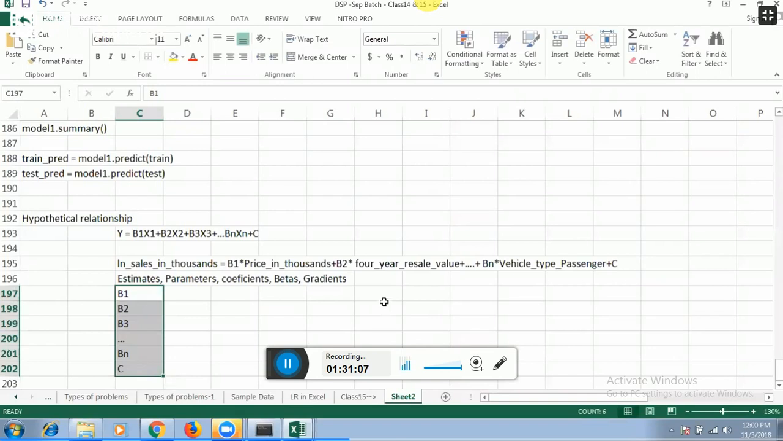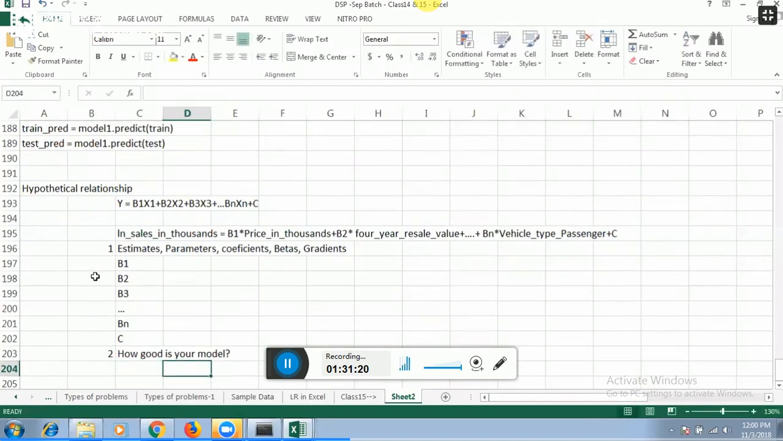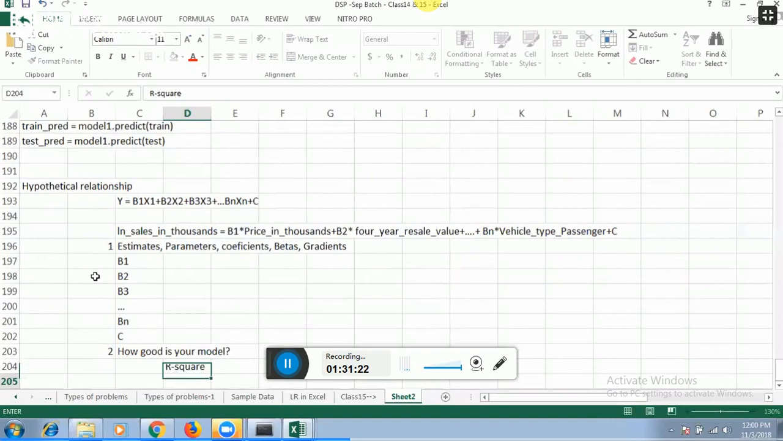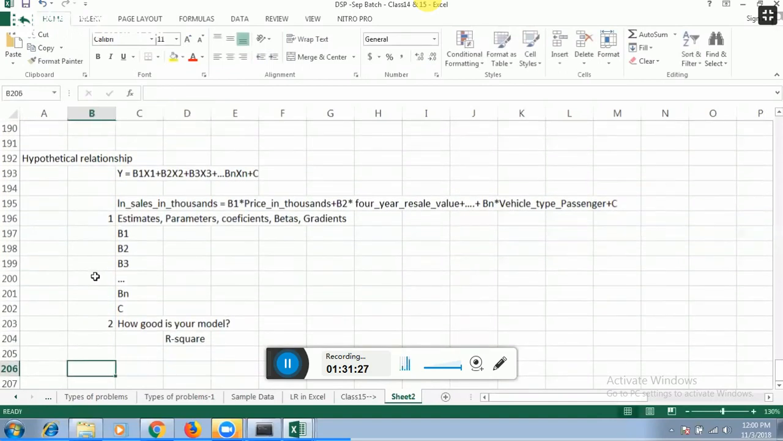The second important thing I should have: the first thing is estimates, and the second thing is how good is your model? How will you know how good your model is? This is the place where, as I told you, R square is the metric. Correct? And the third one is which variables are important.